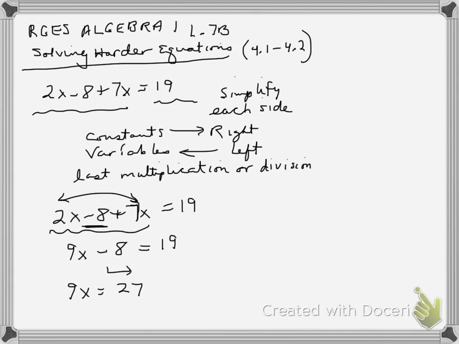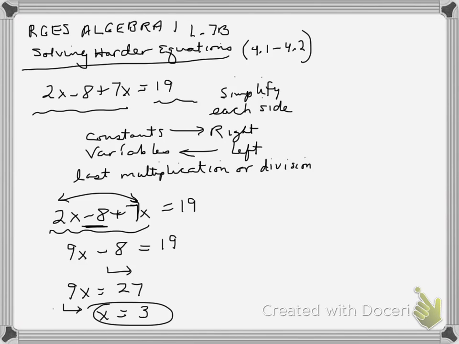And then I don't need to move variables to the left because I have no variables on the right side of the equation. And then I'll do my last division by 9. So 27 divided by 9 is 3. And that's just a perfectly good way to do it.